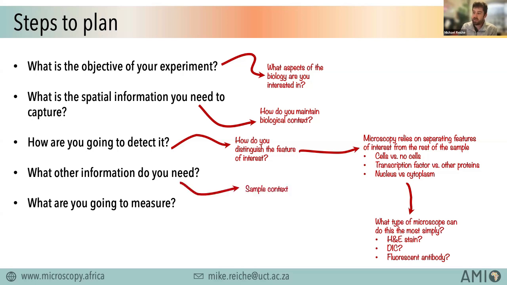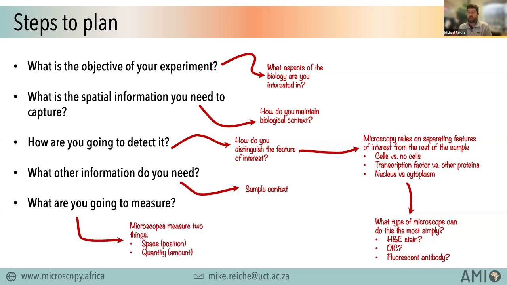The other information that you need, as I mentioned, is your sample context. If you're interested in a particular biology, you might also need to know where the edge of the cell is. So you need a way of identifying the edge of the cell. That's a consideration that you need to take note of. If you're doing tissue biology, it's very helpful to know where the cell nucleus is so that you can help count cells. That's spatial context that you need.